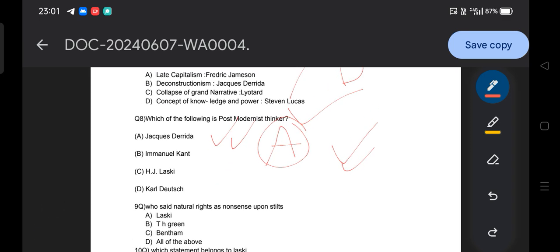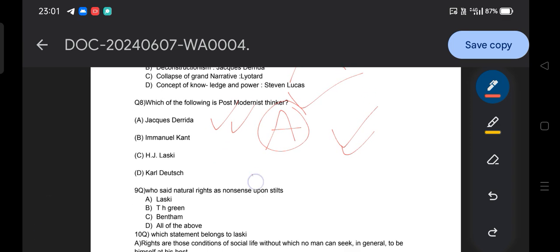Okay, moving to the next question, who said natural right is nonsense upon stilts? It's a very easy question. Option A Lasky, T.H. Green, Bentham, all of the above. So Bentham is the answer, because Bentham supported legal rights and he criticized natural rights, and he said natural rights is nonsense upon stilts.